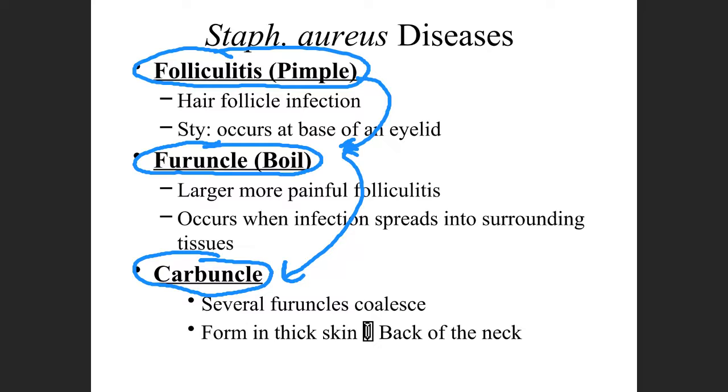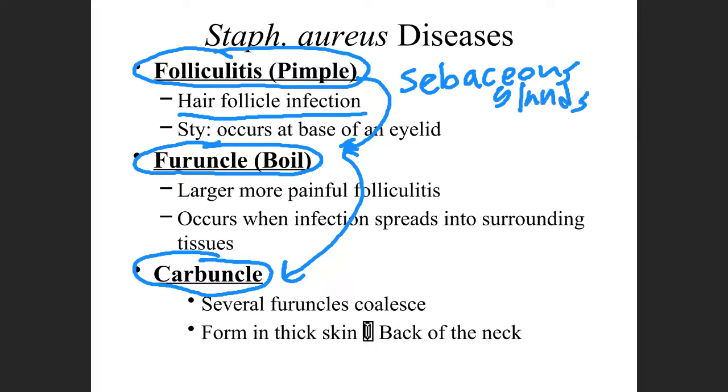So a folliculitis or a pimple, if you've ever had pimples, which we all have had, is basically an infection in a hair follicle. Remember that all hair follicles in your skin have these oil secreting glands called sebaceous glands. And if given an opportunity, Staph aureus can infect the oil made by the sebaceous glands. And when that happens, you have a folliculitis or a pimple. If it occurs on an eyelid, we call it a stye.